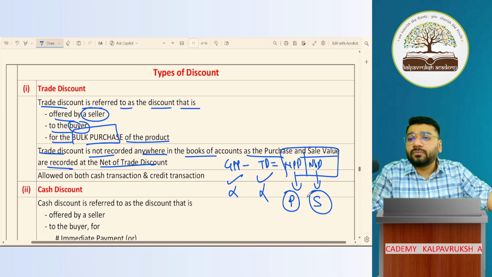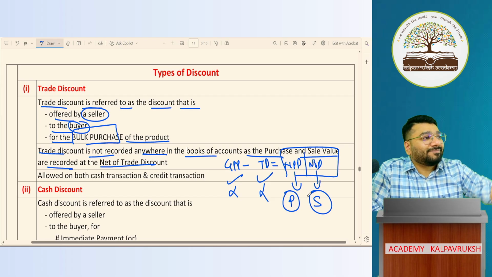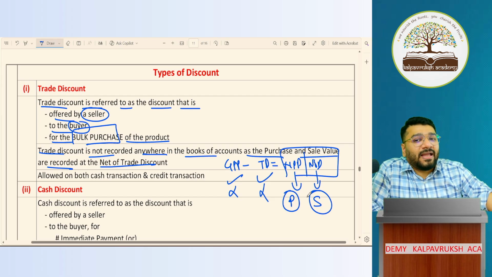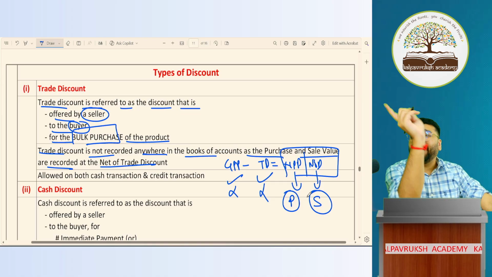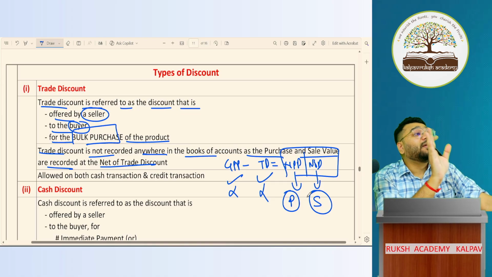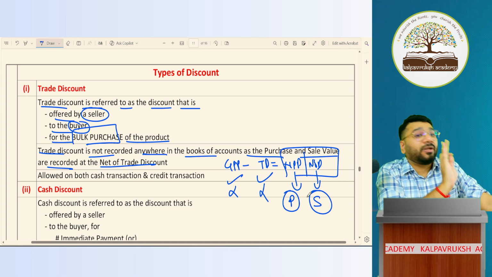Okay, my question to all of you. We will give trade discount only for cash purchase. For credit purchase, we will not give trade discount. True or false? Again, I'm asking. We give trade discount only for cash purchase. For credit purchase, no trade discount. True or false? False. Trade discount has got nothing to do with your cash purchase or cash sale.